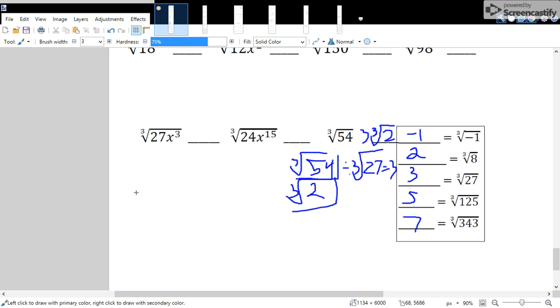Okay, try the rest of these on your own or in your groups. Turn this paper in by the end of class today.